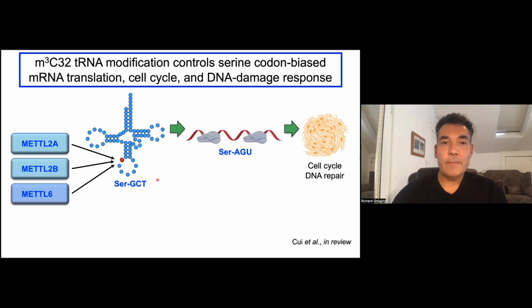So in summary, what I've shown today is that METTL2A, 2B, and 6 are responsible for serine m3C32 modification, and this can influence in a codon-biased way the translation of mRNAs that are enriched in UCUs, that include cell cycle and DNA repair enzymes.